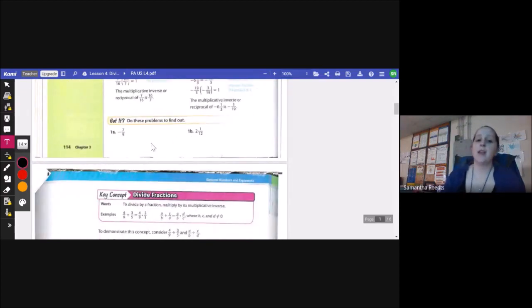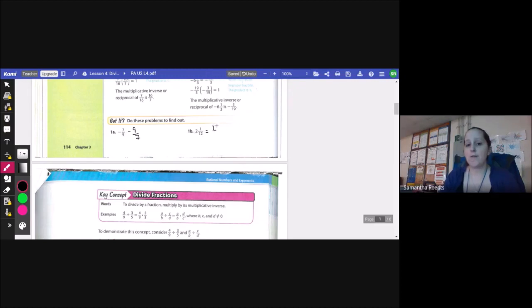All right, so let's do these problems to find out. I have -7/9. Okay, so -7/9, my reciprocal is going to be -9/7. Remember, I just flip my numerator and my denominator. I keep the same sign. For b, I have 2 1/12. I need to change this mixed number into an improper fraction. So that means 12 times 2 is 24, plus 1 is 25. So I have 25 over 12. And then I need to flip this. So this becomes 12 over 25.